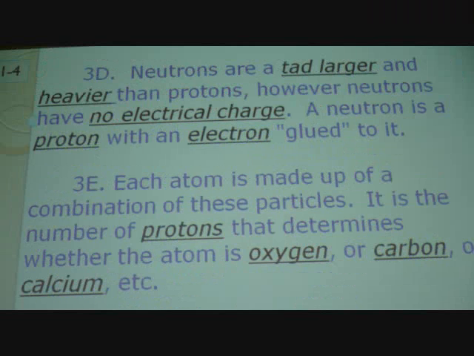The next one, neutrons. What's neutral mean? No charge. They have no charge at all. But a lot of folks, I give them a test. I'll say proton, what's the charge? And they say positive. And I'll say electron, what's the charge? And they'll say neutral. And then for the neutron, they'll say negative.